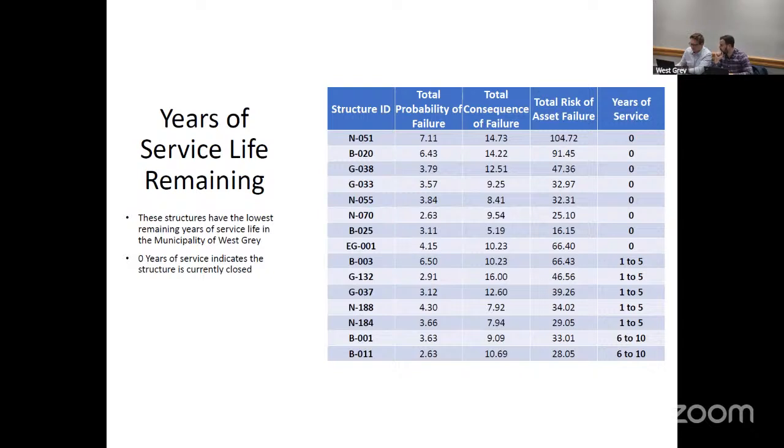So yeah, they're not the same structures. The one you pointed out, EG 001, is the one that does say open and has a BCI of 37, indicating it should be closed. However, we talked to Jeff and there have been repairs done on that one. So it can remain open, but there's no updated BCI for that one. So that's the only one that has a 0 and it says open. The rest of them are closed currently.